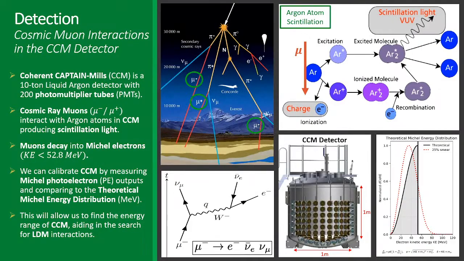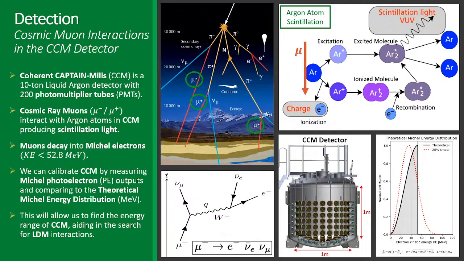Let's talk about the CCM experiment. CCM stands for Coherent CAPTAIN-Mills. It's a 10-ton liquid argon detector at Los Alamos with 200 photomultiplier tubes. What happens at CCM is we have a proton beam from Los Alamos hitting a tungsten target, and we produce a shower of particles. What also happens is cosmic ray muons, just from the atmosphere, can interact with the argon atoms in CCM and produce scintillation light.